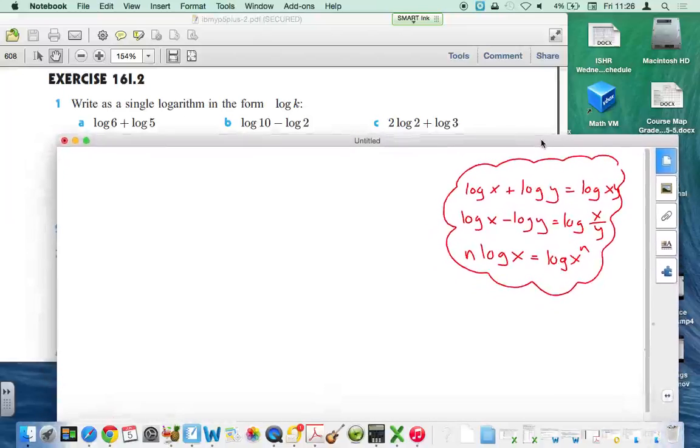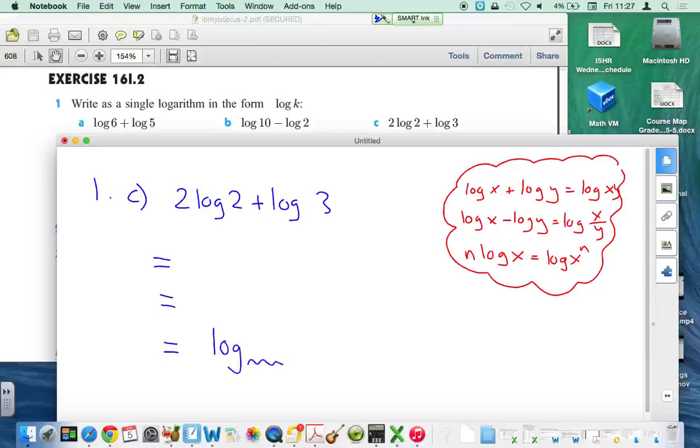Question 1c, for example. So your target is to take a log expression, and at the end we should be able to work through this problem, going through various lines, and at the end we just want log something. That's our target, okay? We want to combine it into one single logarithm.